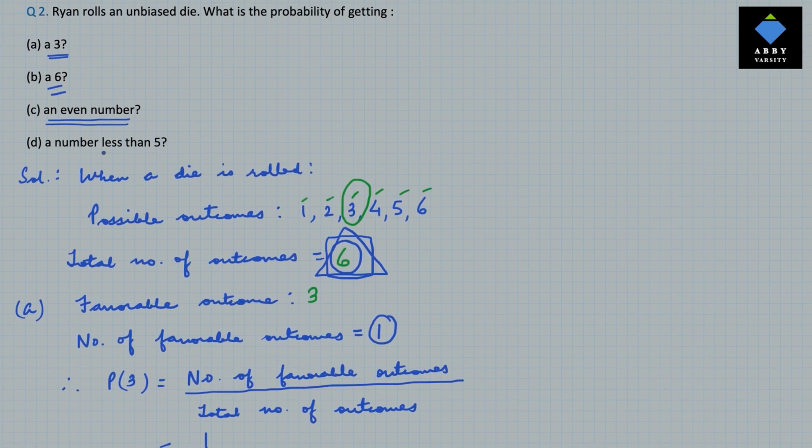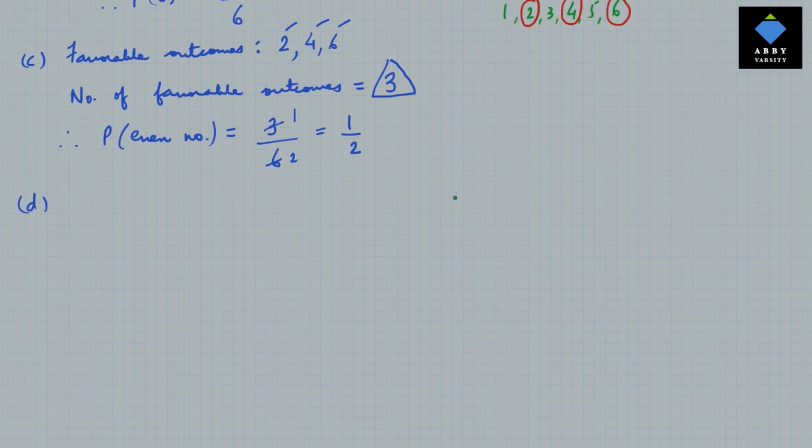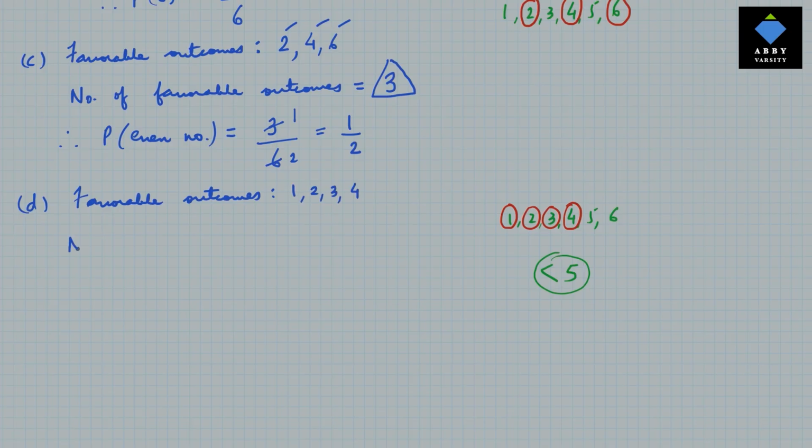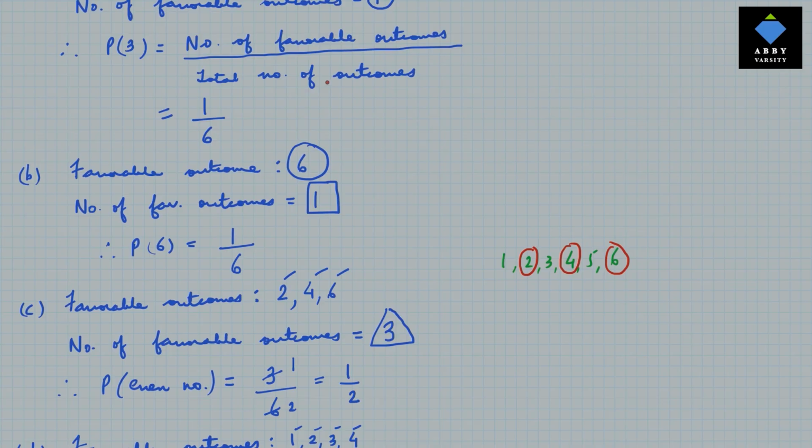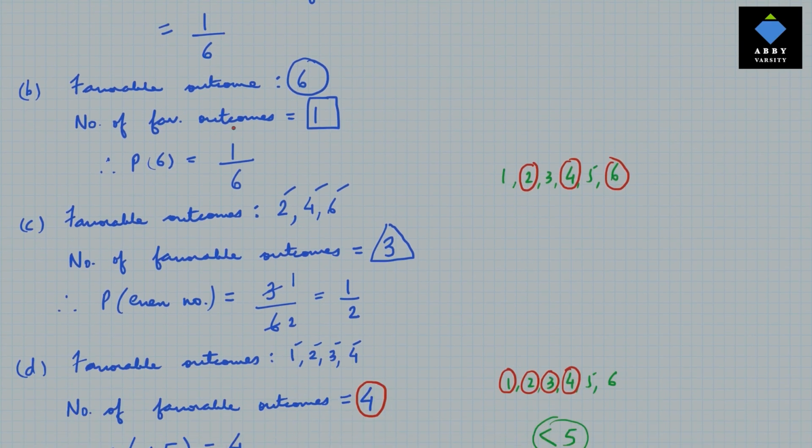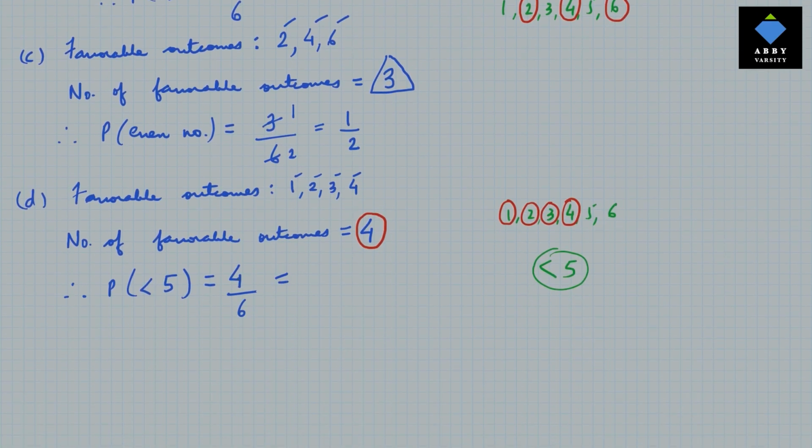Part D. To get a number less than 5, what will be the favorable outcomes out of all the 6 possible outcomes? They will be 1, 2, 3, and 4. So the number of favorable outcomes will be 4. Therefore, probability of getting a number less than 5 will be number of favorable outcomes, which is 4, divided by the total number of outcomes, which is 6. You reduce this to lowest terms by cancellation to get 2 by 3.